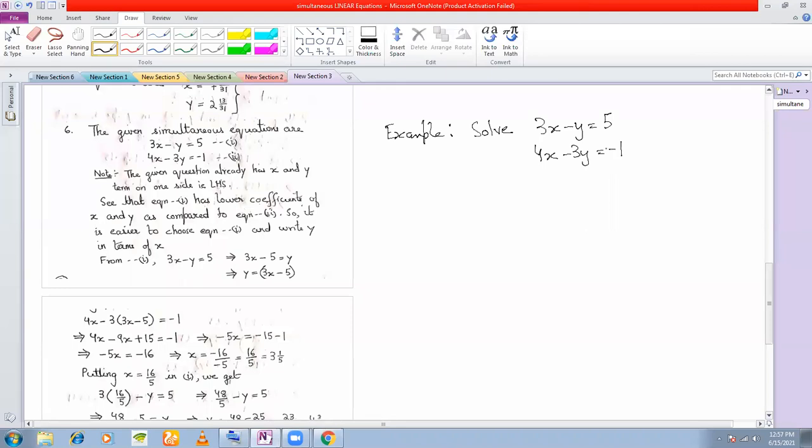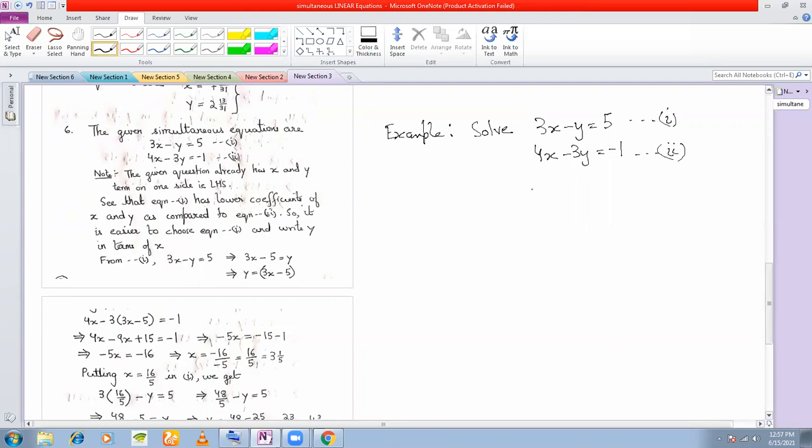Now you see in this, x and y are already on one side, right? x and y are both on the left hand side, so you don't have to do anything. You simply call this equation as equation number 1 and this equation as equation number 2. Now, the first step is to choose any one of the equations from which you want to find out the value of y in terms of x.